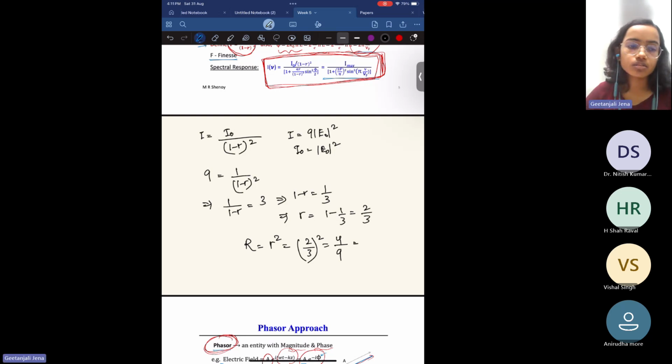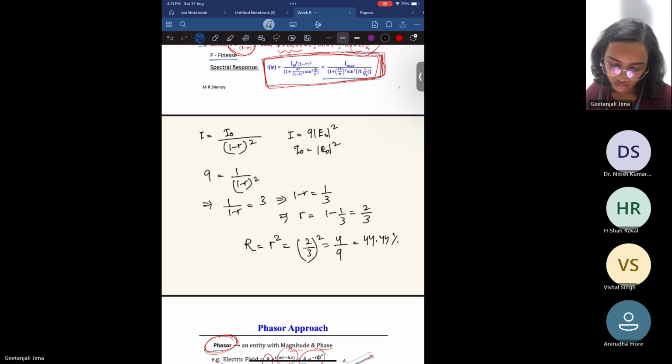It will be around 44.45%. The answer is B.